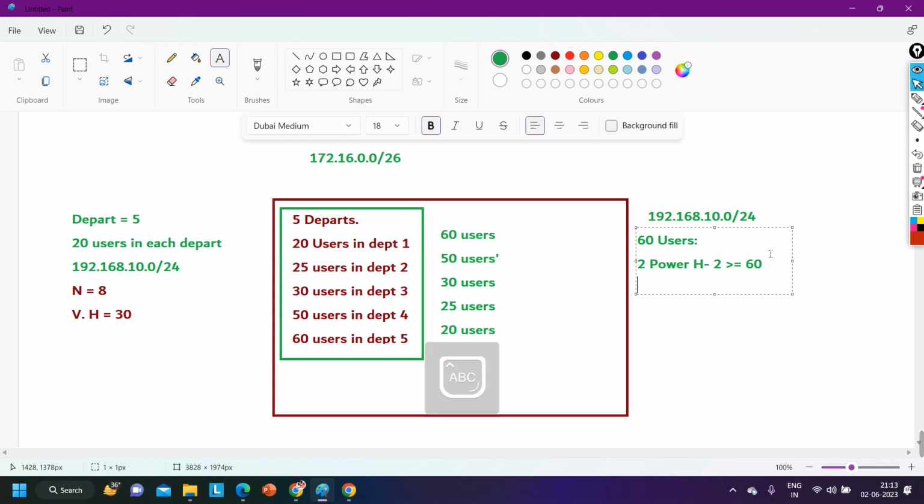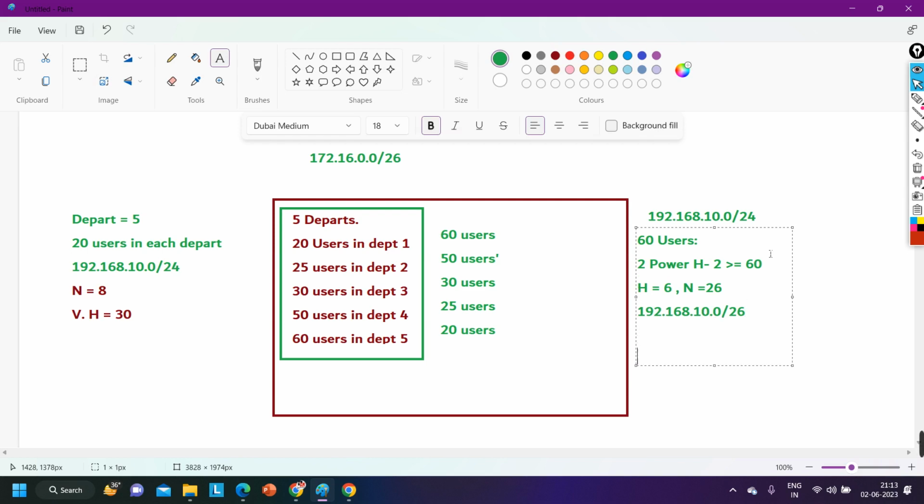If H is 6, then what will N be? The number of network bits. I am not talking about the small n, I am talking about the capital N, the total number of network bits out of the 32 bits of the IP address. 6 bits are host bits, so 26 are network bits. Your network will be 192.168.10.0/26. Done. This is the network ID.